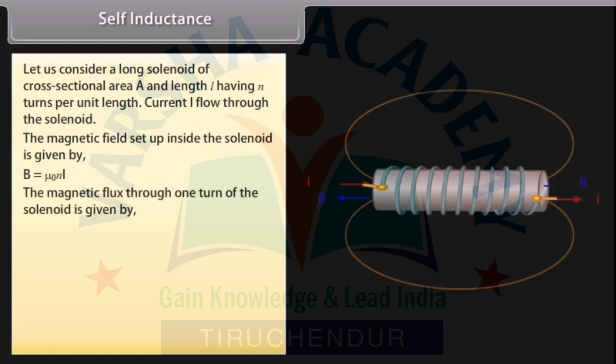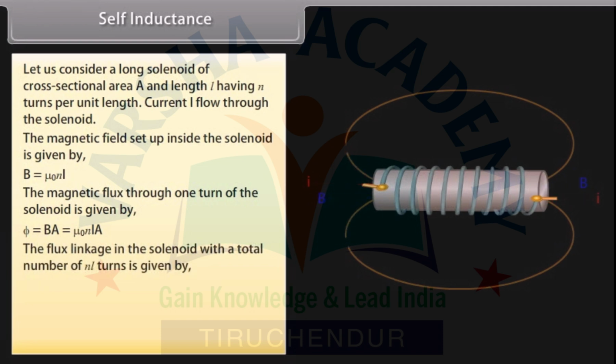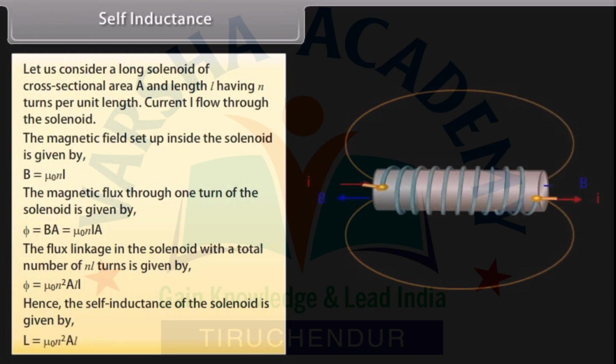The magnetic flux through one turn of the solenoid is given by the product of mu naught n, I and A. The flux linkage in the solenoid with the total number of nL turns is given by mu naught n square A L I. Hence the self-inductance of the solenoid is given by mu naught n square A L.